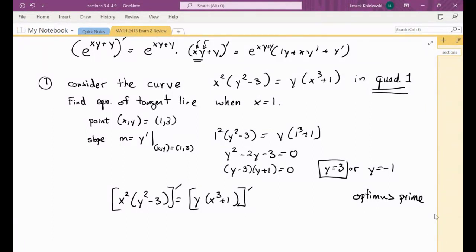Okay. So we'll go ahead and use, we could distribute the x squared, I suppose, but we can just use product rule, right? We have a function of x times, well, some function of x, right? Y is a function of x.